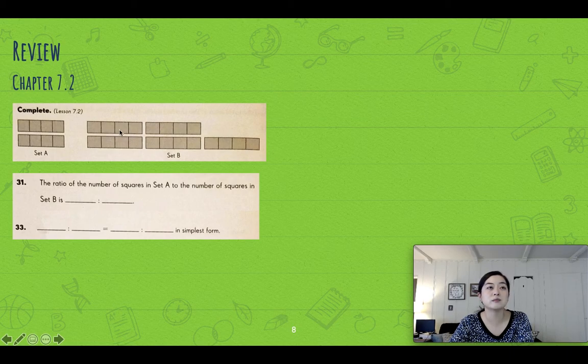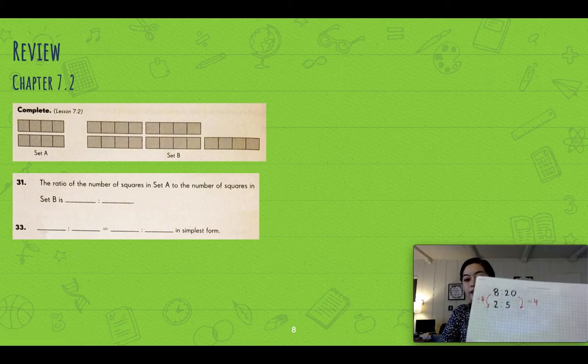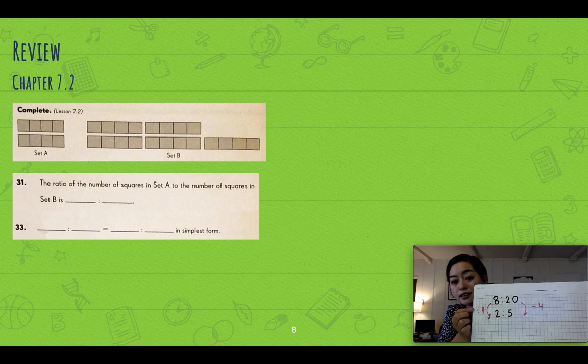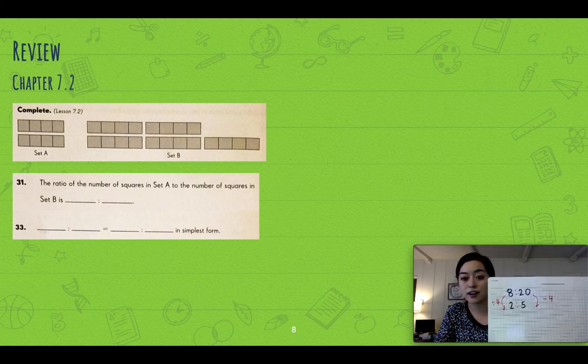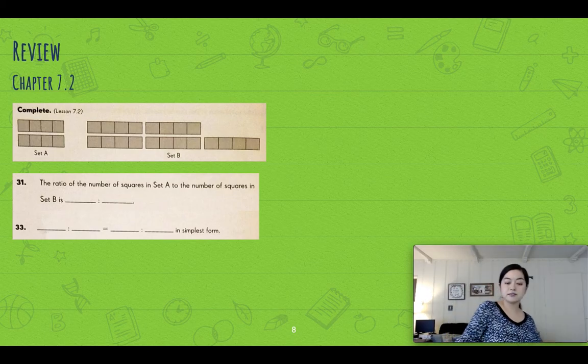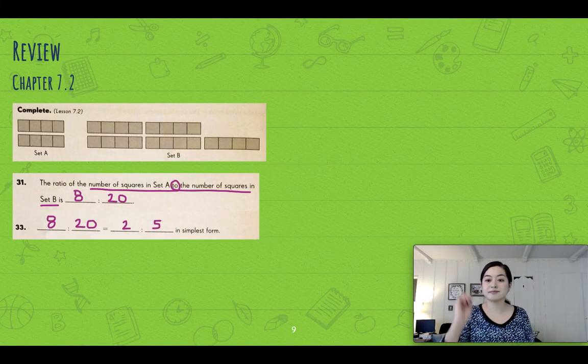That's 4 times 1, 2, 3, 4, 5. 4 times 5 is 20, so that's 8 to 20. And then we're going to write 8 to 20 in simplest form, okay? To do that, I see that they have 4 as a common factor. So I'm going to divide by their common factor. 8 divided by 4 is 2, and 20 divided by 4 is 5. There it is.